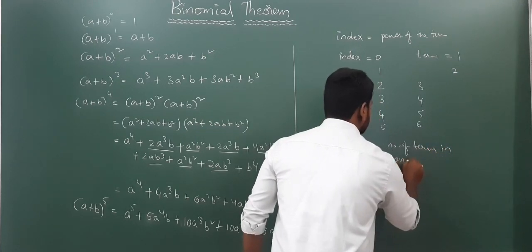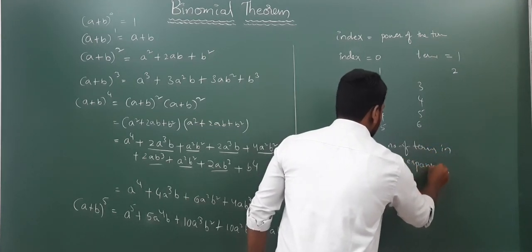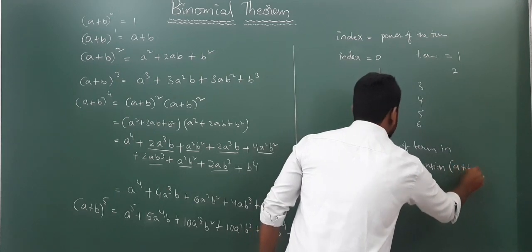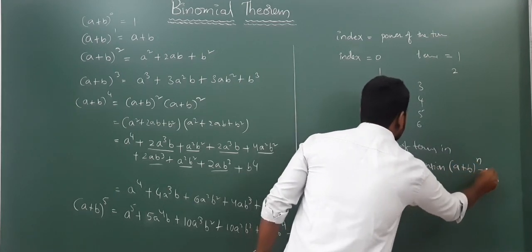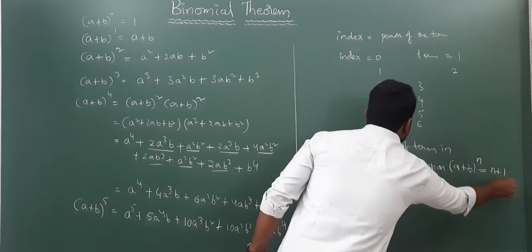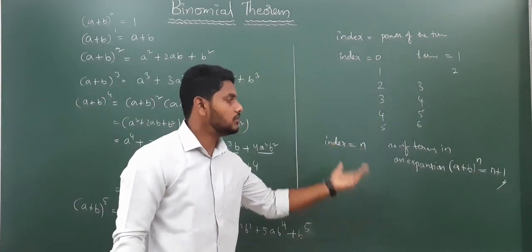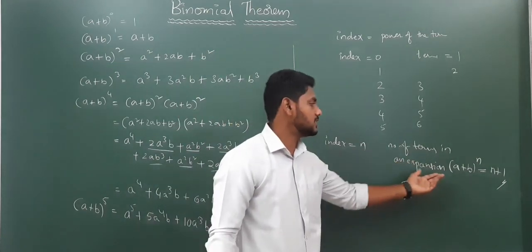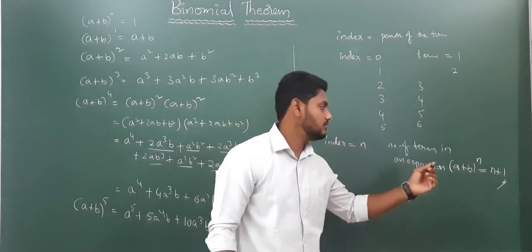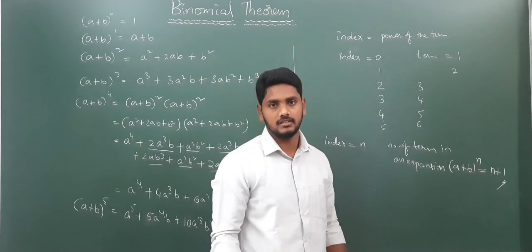in an expansion. Number of terms in an expansion a plus b whole power n is equal to how much? n plus 1 terms. Understand? If that index is equal to 10, that means number of terms in that expansion a plus b whole power 10 is 10 plus 1, nothing but 11.